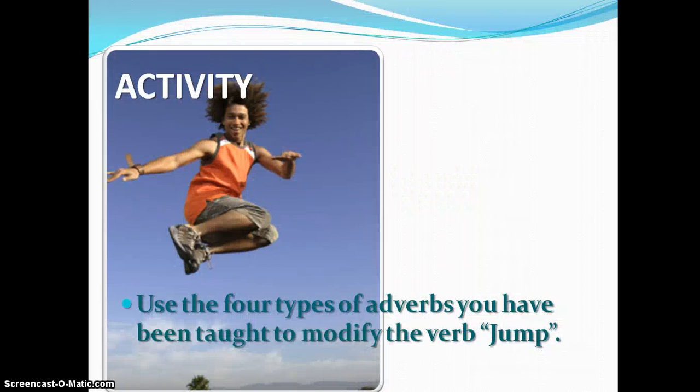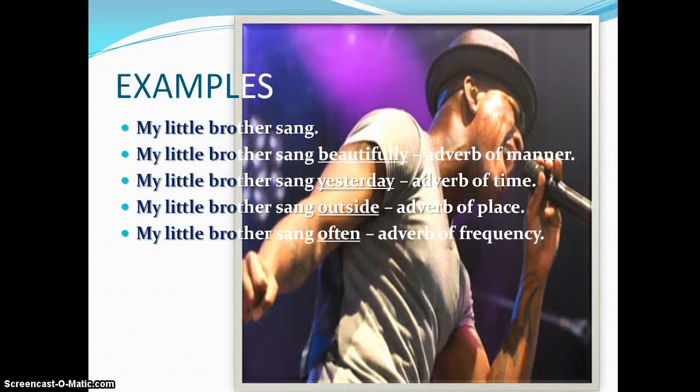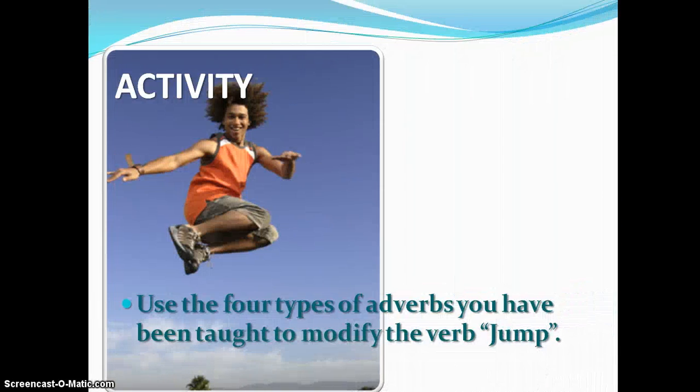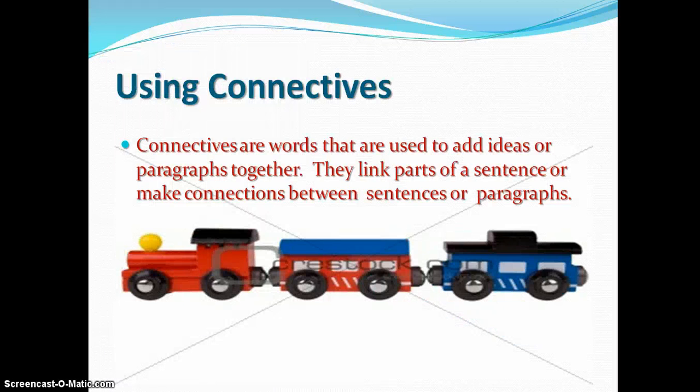Now this is the activity you will do for this section. You're going to use 4 types of adverbs. Remember the 4 types we mentioned before. Let's go over that. Adverb of manner, adverb of time, adverb of place, and adverb of frequency. Use these 4 types to modify the verb jump. Now, ensure you don't use the same words I gave you, okay? There are several other words in English that can do the same job of these words I just gave you, okay? Now, we'll move on to using connectives.